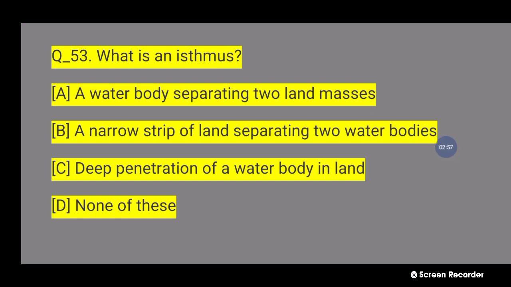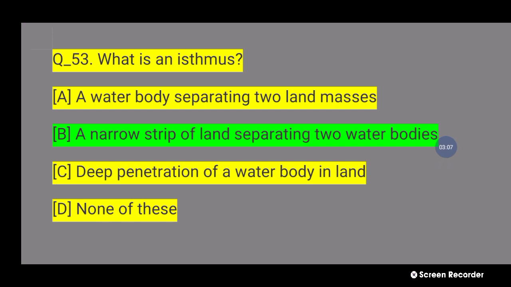53 number question কি বলছে, what is an isthmus? এই চারটি অপশনের মধ্যে কোনটি হবে? Number B, a narrow strip of land separating the water of a body, an isthmus.